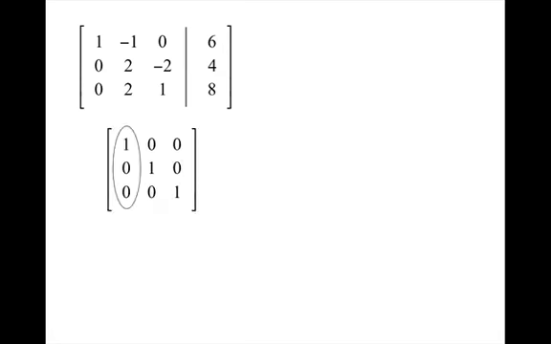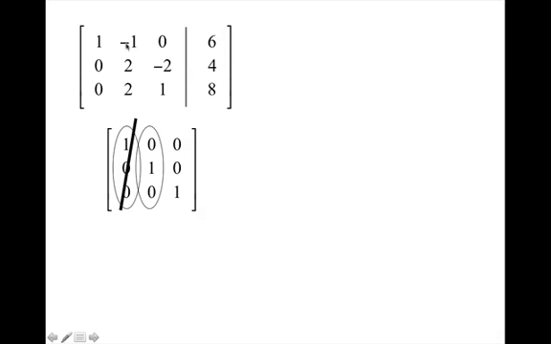Now if I look back at my identity matrix, I have column 1 exactly as I want it, so I move on to column 2. I need the second number in that column to be a 1. So I need to change this 2 to a 1. Now if I look above it, I have a negative 1.